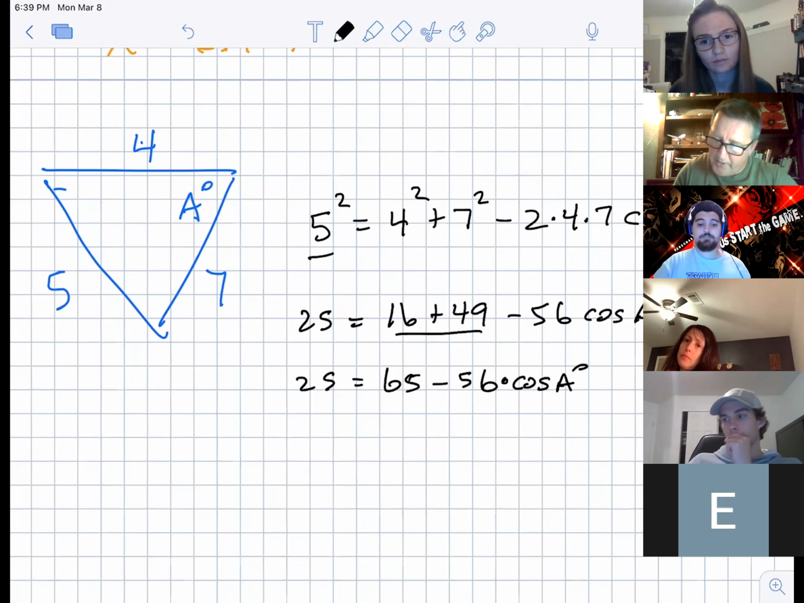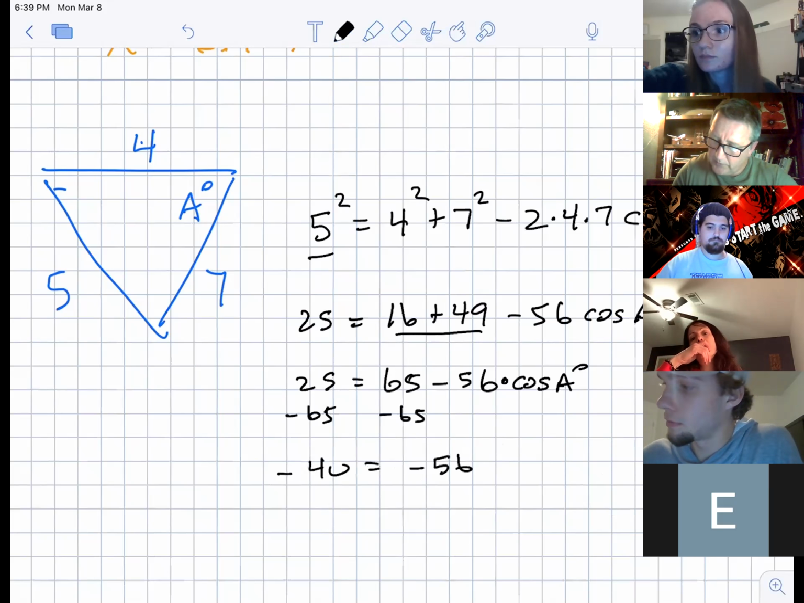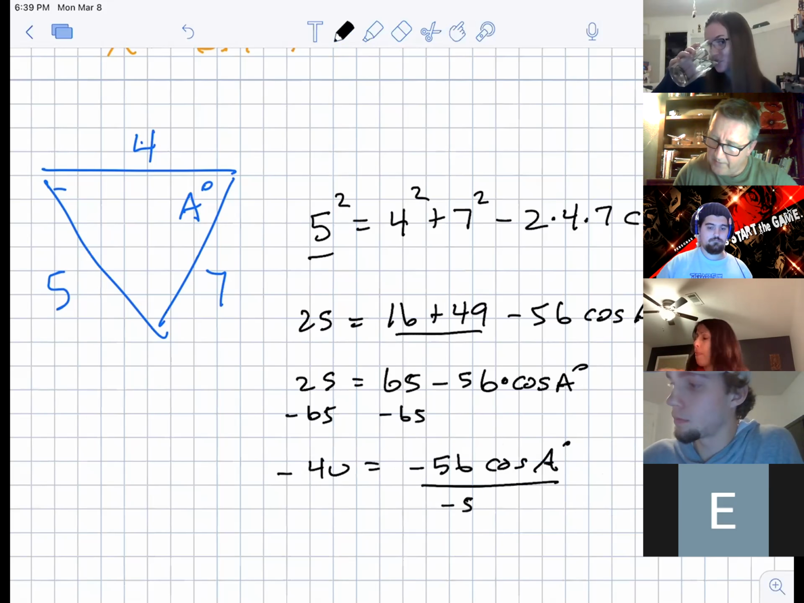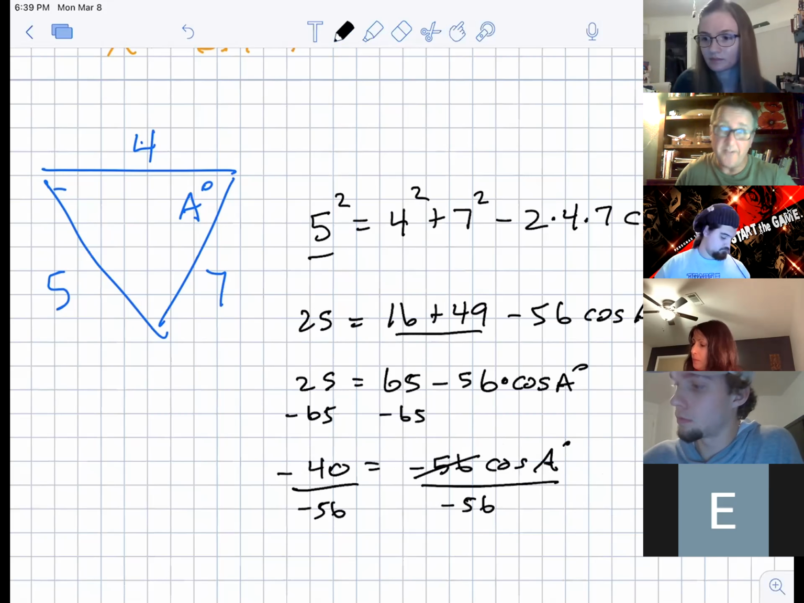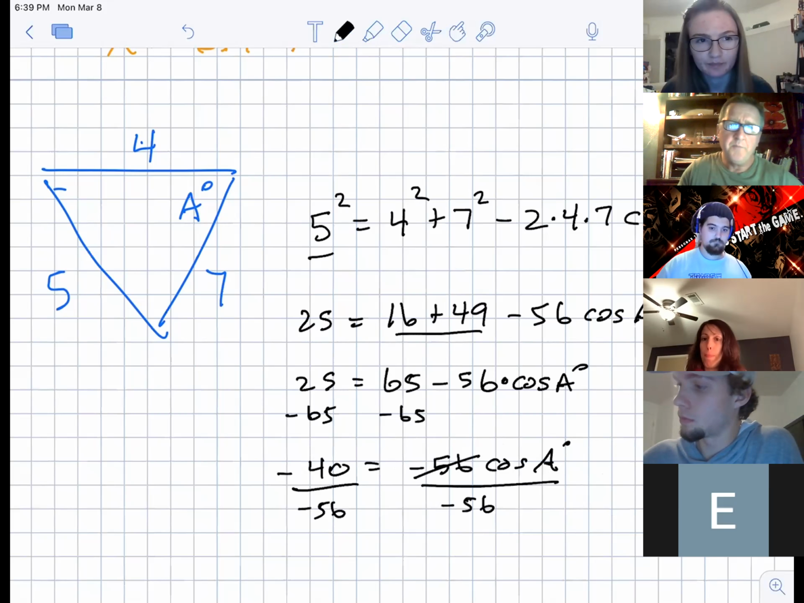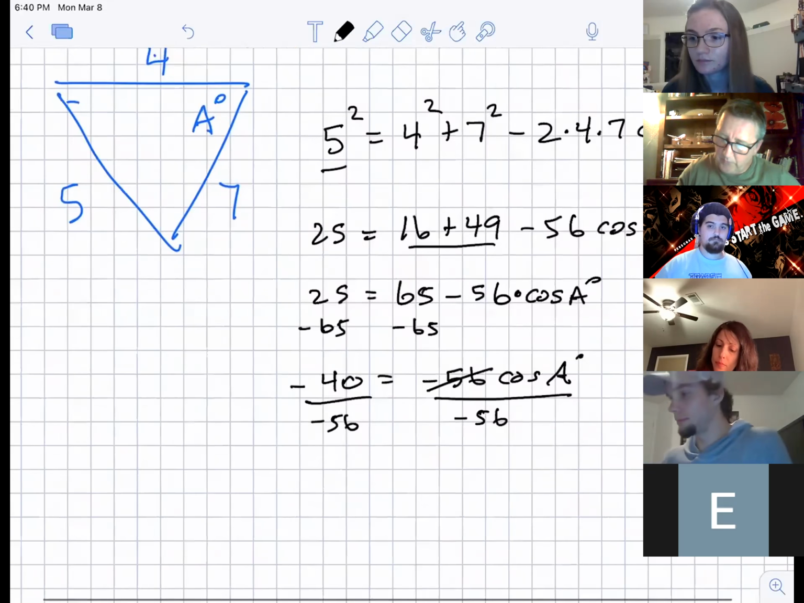So what you should be doing is subtracting 65 from both sides. So that's negative 40. Now you can divide by negative 56. And we very much want the other side of that to be less than 1 on the unit circle, right? The cosine of an angle has to be less than 1 because sines and cosines are x's and y's on the unit circle. They've got to be less than 1.